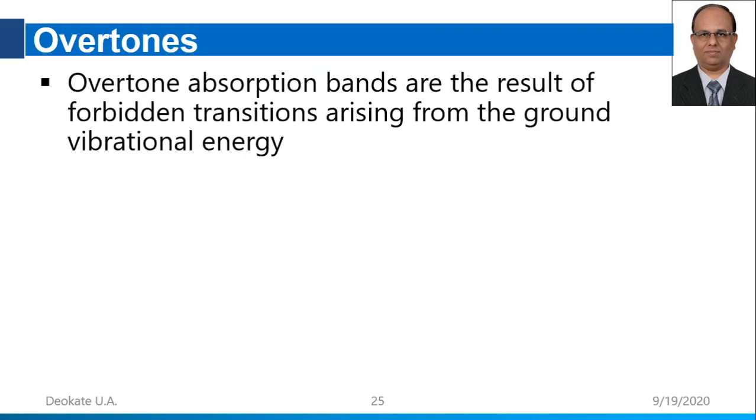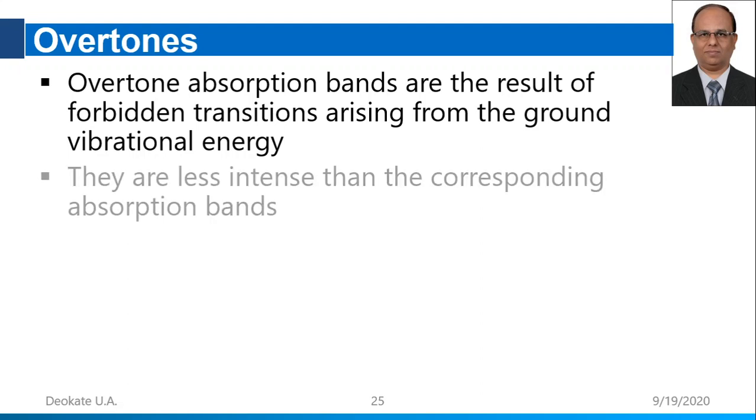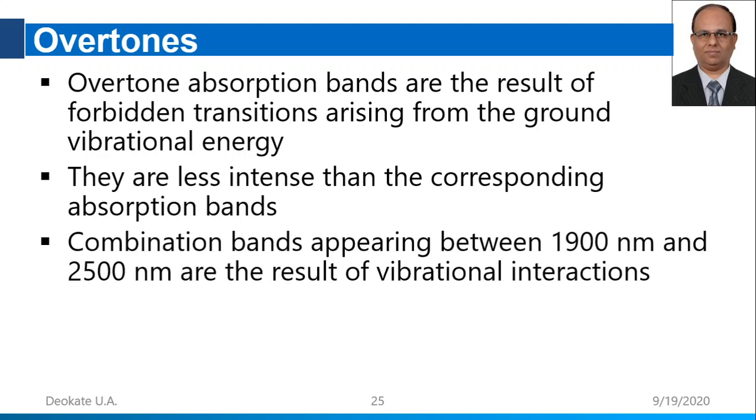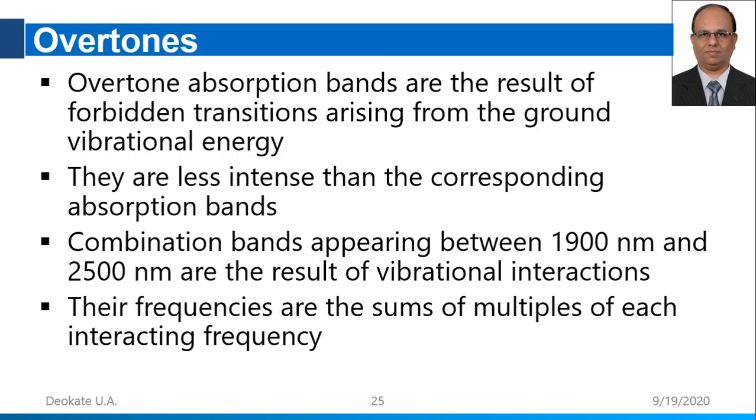So what is overtone? Overtone absorption bands are the result of forbidden transitions arising from the ground vibrational energy level, V equals 0 to V equals 1 or V equals 2. They are less intense than the corresponding fundamental absorption bands. Combination bands appear between 1900 and 2500 centimeters inverse and are the result of vibrational interactions. Their frequencies are the sum or multiples of each interacting frequency.